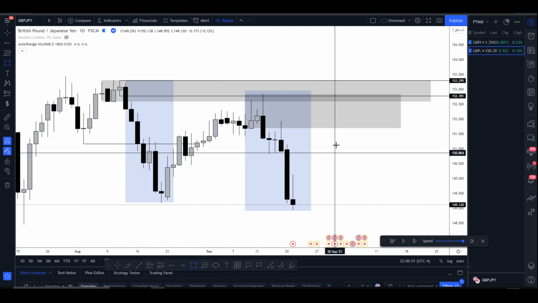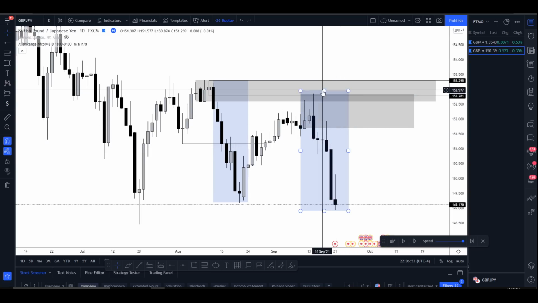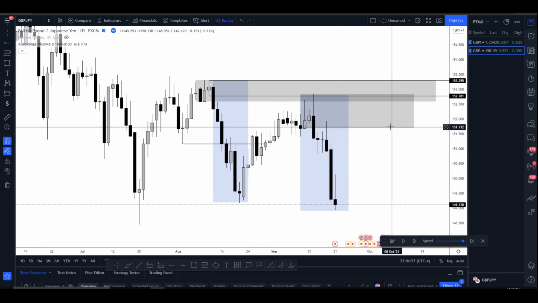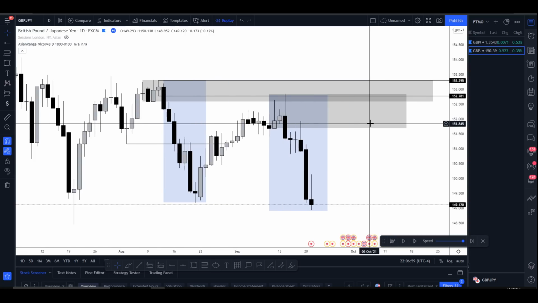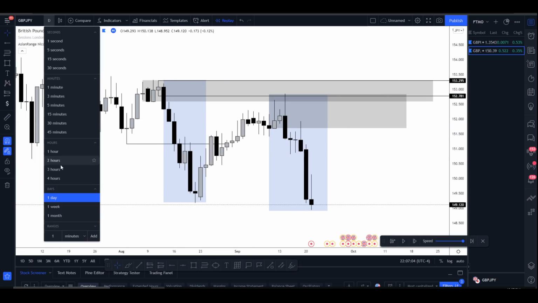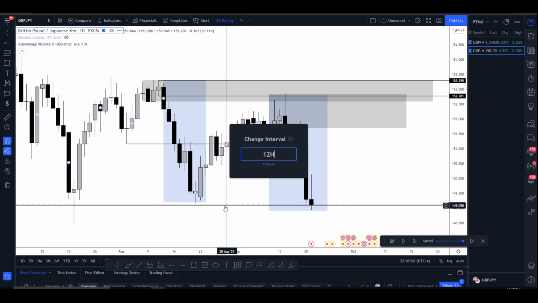Let me make this black. So this is the major impulsive move down, right? And then this big black box over here is my supply zone. But I can't just sell off of this because this is way too big. This is 112 pips. I can't do that. So this is where you can start refining your supply zone.